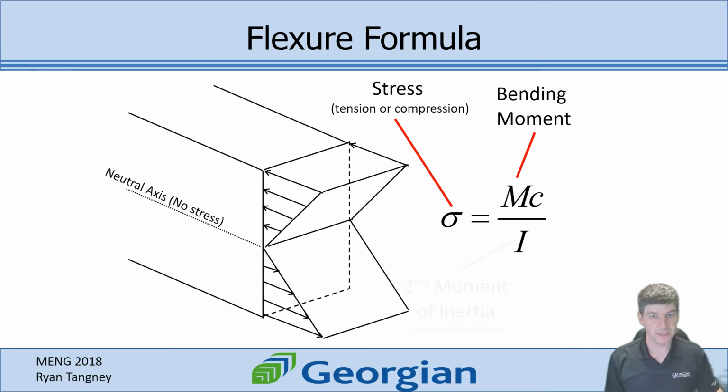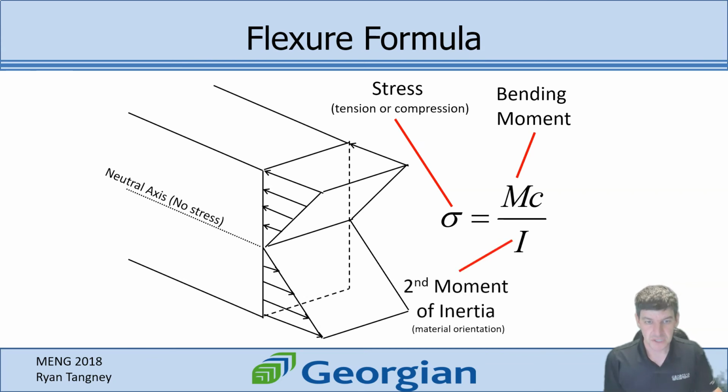And then we have a couple other things. We have I, which is a measure of how is that material oriented. So we know that if we took a piece of steel and it was flat, it would be easy to bend. However, if we rotated it, it'd be very difficult to bend. And I is a measure of how well organized is the material. It's a second moment of inertia.